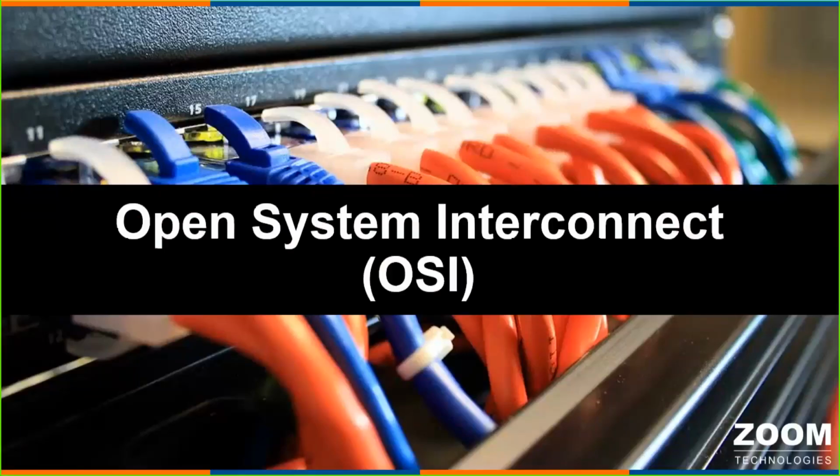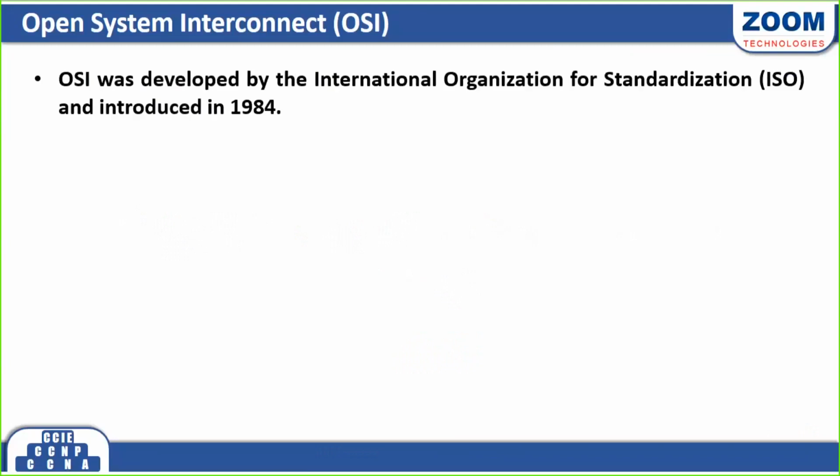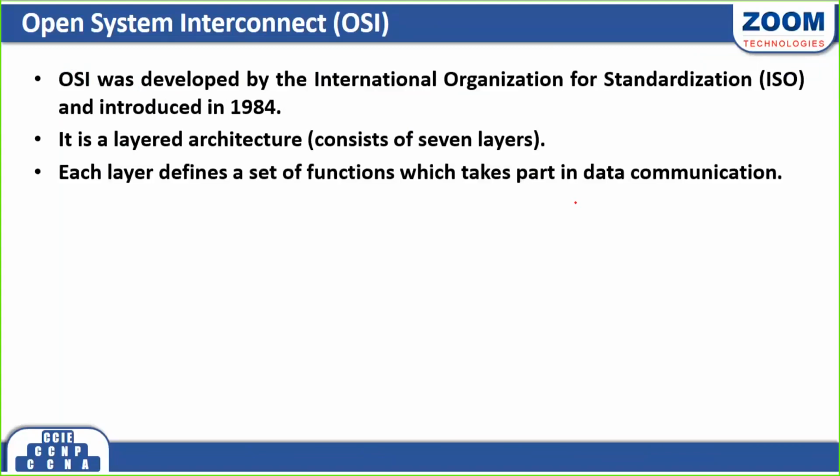Open System Interconnect. OSI was developed by the International Organization for Standardization and it was introduced in 1984. It is a layered architecture, consisting of 7 layers. Each layer defines a set of functions which take part in the data communication.